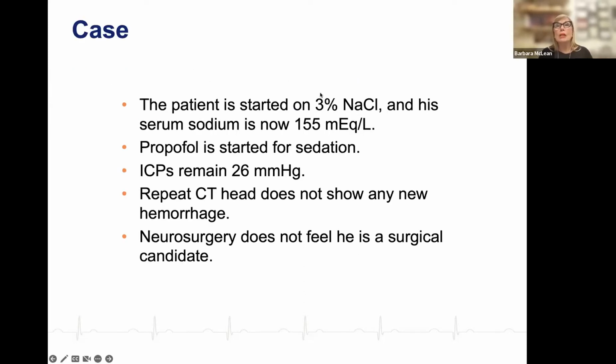So now patient gets placed on 3% sodium chloride. His serum sodium is 155. He's on propofol. ICPs remain 26. We repeat the head CT. It doesn't show any new hemorrhage, and neurosurgery says, I don't think you've really maximized, and I would agree. You have not maximized your medical therapy yet. He's not, and he has other issues. He does not meet surgical candidacy.